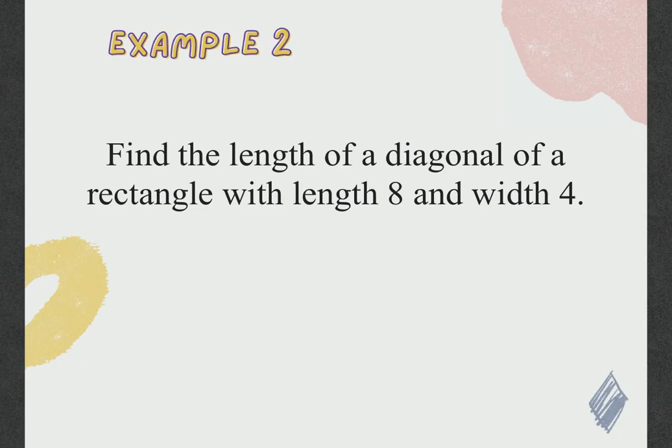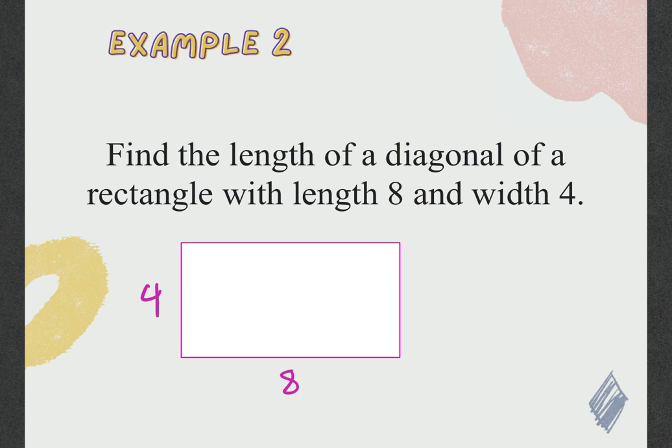All right, example 2 says find the length of a diagonal of a rectangle with length 8 and width 4. Most people are visual learners. If it helps you to draw it out, draw it out. If you don't need it, then don't worry about it. The length, being the longer side, would be 8. The width would be 4. And the diagonal, it doesn't matter which way you cut that diagonal, the sides of this are going to be 4 and 8.